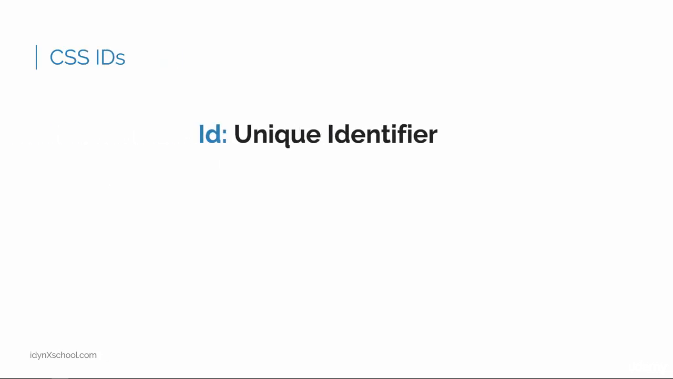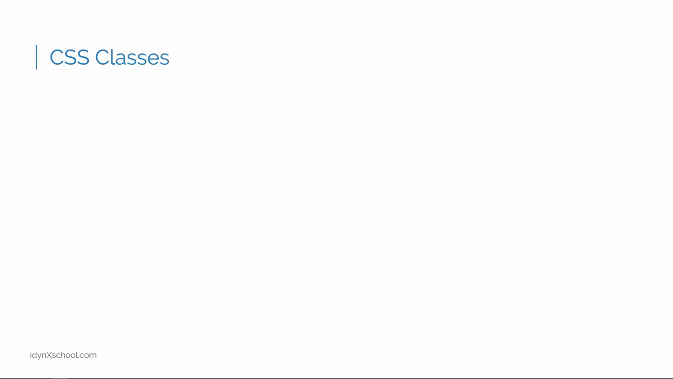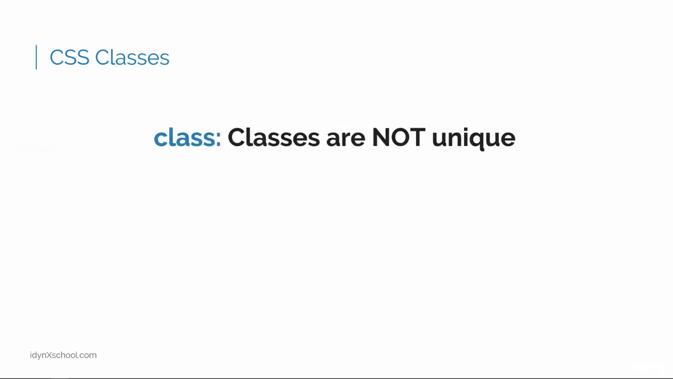CSS IDs are unique identifiers. Once you use an ID for one element on a web page, the same ID cannot be used elsewhere within the same web page. For example, you have a paragraph with an ID main. You cannot have the same ID for another paragraph. So always remember, each element can have only one ID and each page can have only one element with that ID.